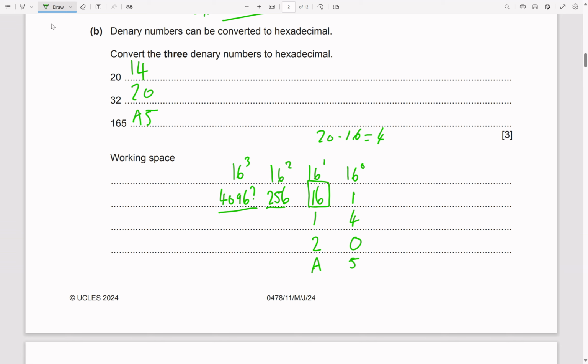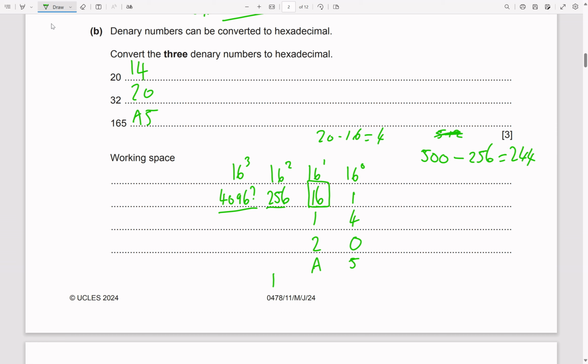Alright, just for practice, let's try one that's a little more difficult. Let's say something like 500. Obviously 16 is not big enough, so here we need to go to 256. But we only want 1 256, because if we have 2, that is going to be 512, which is too big. So then 500 minus 256 is going to be 244. Then how many 16s go into 244? I think this is going to be F.